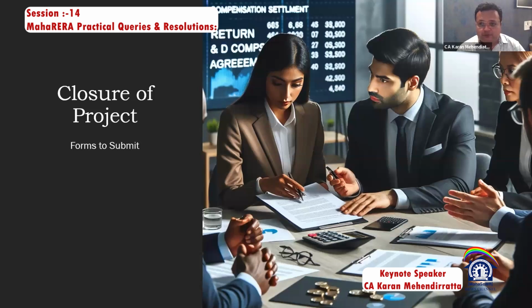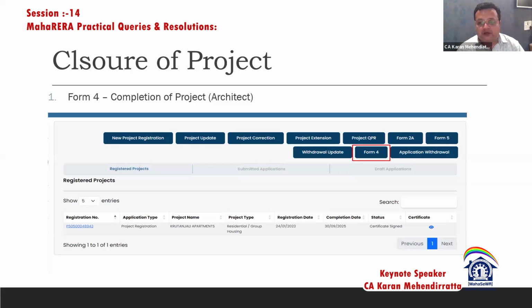There is one form which has to be submitted for closure of the project. The quarterly update has to be completed, but I will not be covering the quarterly update because it is already covered in other classes. So, the closure of project form to submit is the completion of project architect form. The architect is a responsible person who will tell the authorities that the project is completed on the basis of the government document he receives, that is, the occupancy certificate or completion certificate from the local authority. If you see the format of Form 4, it asks you to give the reference of the local authority order on the basis of which you are giving the completion certificate.